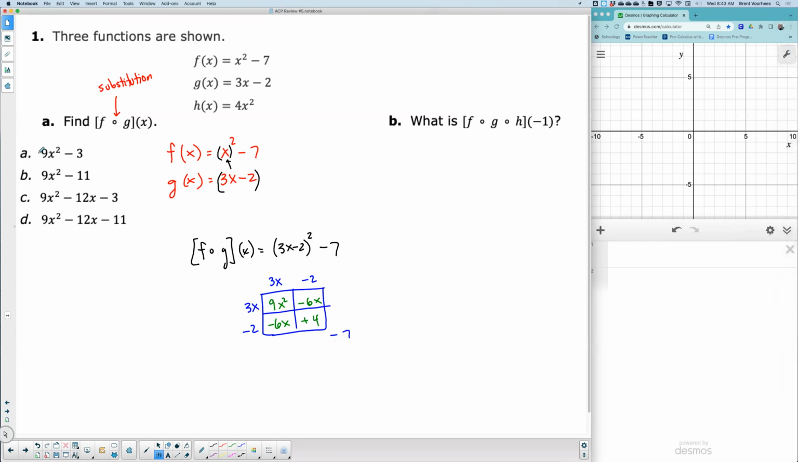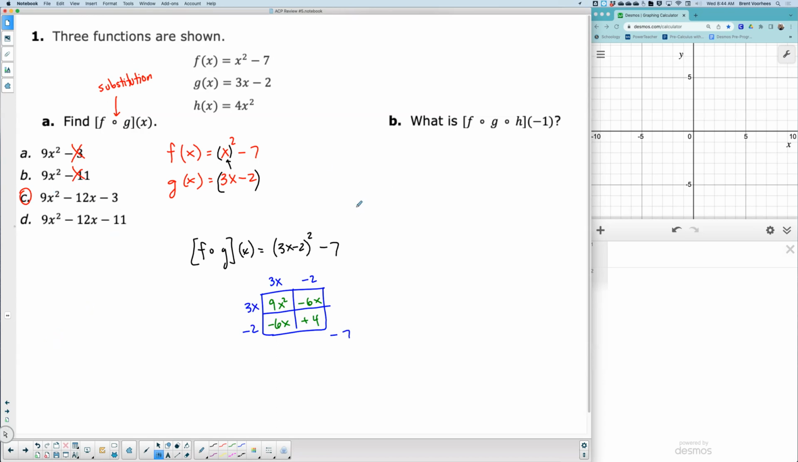Notice I have 9x squared, which all these choices do. Now the question is, -6x and this -6x, are they opposites? Would they simplify or cancel one another out because of being opposites? Well, the answer is no, they're not opposites. They're actually identical, so they combine together. So a -6x and another -6x actually equals -12x. So these two solutions are wrong. Now I have a positive 4 minus 7. The correct answer would be C with the -3 at the end. 4 minus 7 is -3.